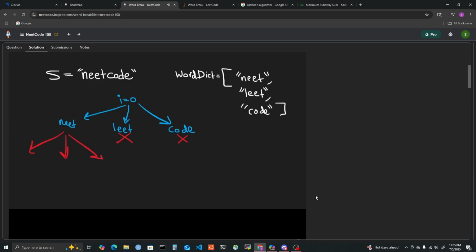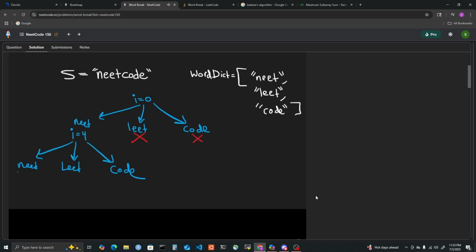We're going to do 3 more decisions, basically 1 for every single word in our word dictionary. Now, one thing though is when we are starting here, we know we match the first 4 characters. So by this point, we are now going to be at i equals 4, meaning we're going to be looking at this part of the string. So as we can see, checking neat, that's 4 characters long. So let's check 4 characters starting from here. That's not matching, of course. So then we're not going to continue here. Leet, does that match over here? Nope. We're not going to continue down this path. Code, does code match this portion?